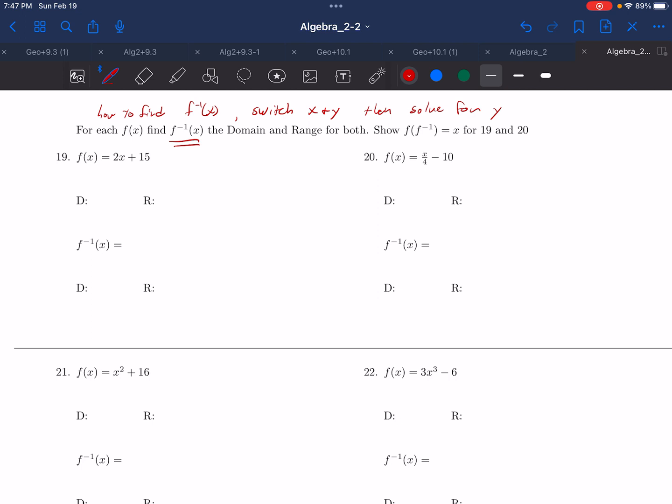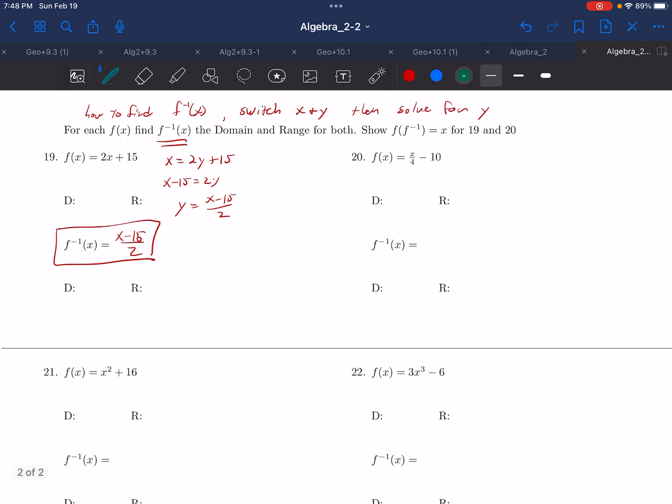So for this one, what I would do is I would write x equals 2y plus 15. Subtract the 15, x minus 15 equals 2y, divide by 2, I'm going to get y equals x minus 15 divided by 2. And that's my inverse function, x minus 15 divided by 2. So here's my inverse function.